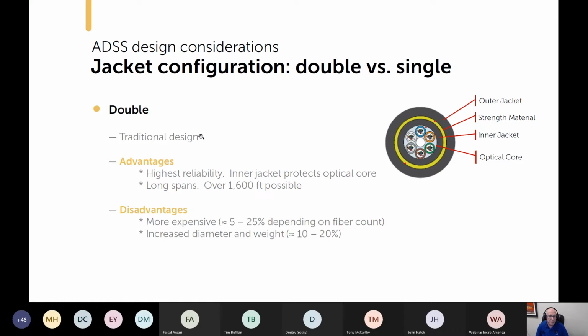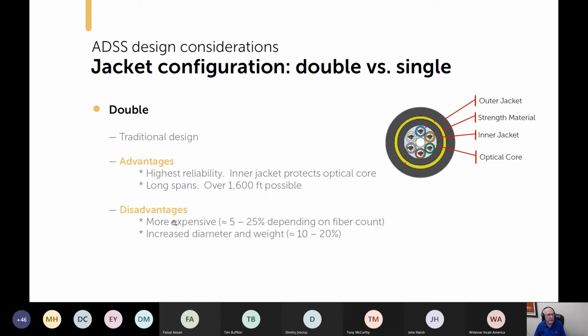So when ADSS was first introduced, they were double jacket designs. It has certain advantages. It has excellent reliability because this inner jacket is protecting your optical core. And you can also do very long spans with this construction. In fact, at some point, your spans become so long that you have to use double jacket construction. But it does have disadvantages.